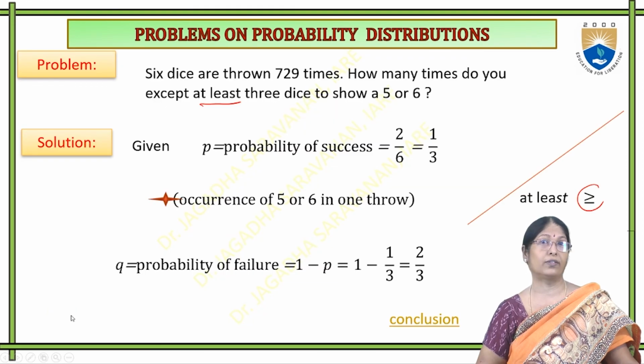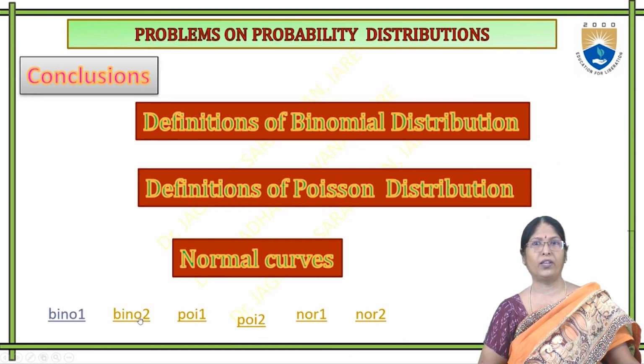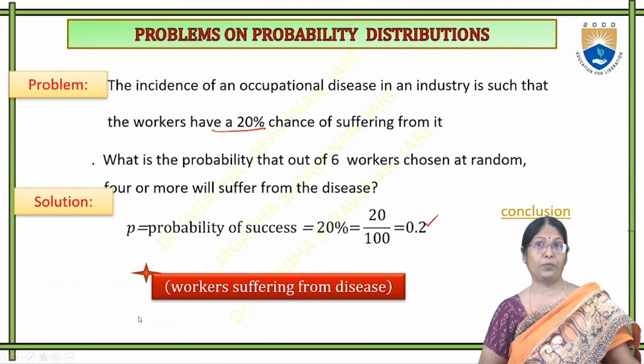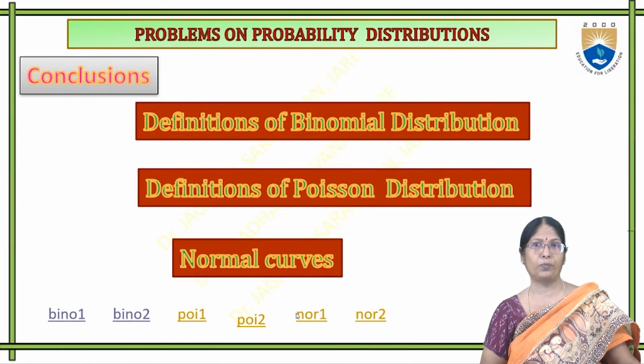The first problem is: 6 dice are thrown 729 times, and the condition is getting 5 or 6. The second one, same binomial distribution, is that workers are suffering from a disease. That is the condition given. 20% are suffering. Randomly 6 workers are selected. The question is greater than or equal to 4. That we discussed under binomial distribution.